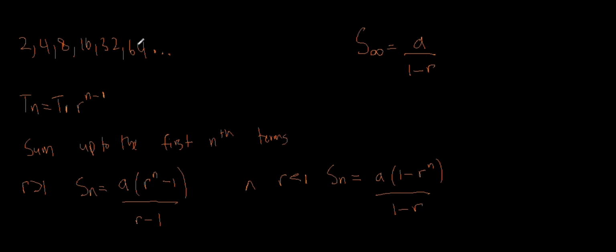So for this GP here, let me find the sum to infinity. My a is 2, my r is 2. So 1 minus 2, so we get 2 over minus 1, which is minus 2. Now that answer seems weird, but math doesn't lie.